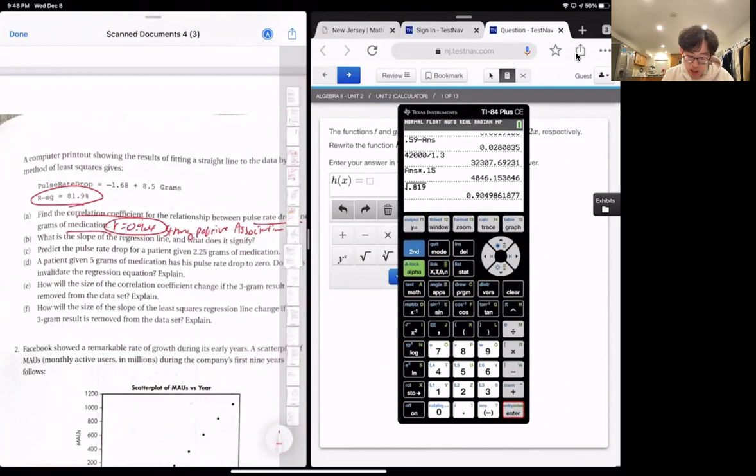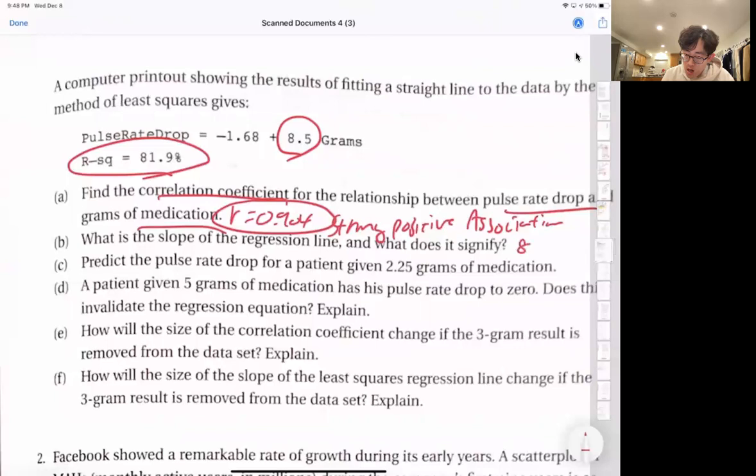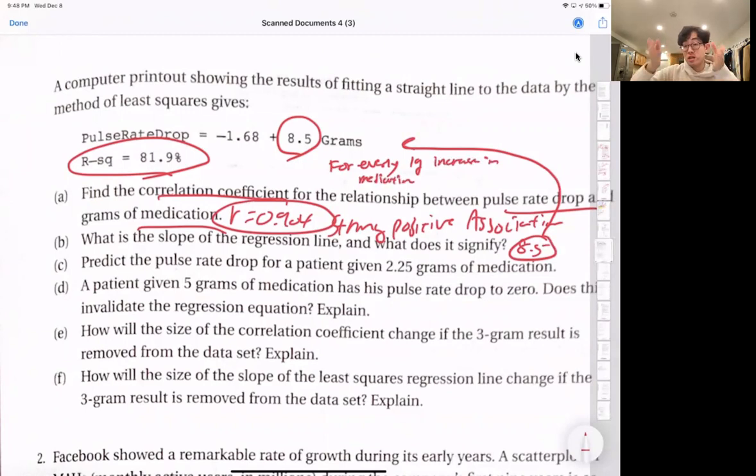What is the slope of the regression line and what does it signify? Okay, so that means we're going to say it's 8.5. What it signifies is that for every 1 gram increase in medication, so remember, every additional unit of the explanatory variable, your pulse rate drop increases by 8.5 beats per minute. So that's what this number represents. For every 1 x variable, the y variable increases by that much.